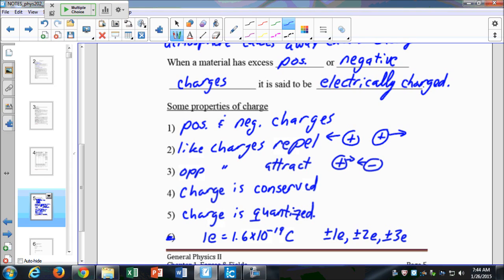So you can have one electron, you can have two electrons, you can have three electrons, but you can't have 3.5 electrons. And so these would be, for example, 1.6 times 10 to the minus 19 coulombs. 2 electrons, or 2 protons, would be 3.2 times 10 to the minus 19. And then 3 protons or electrons would be 4.8 times 10 to the minus 19 coulombs. But you can't have a value in between these values. And that's what it means for charge to be quantized. It comes in particular quantities.